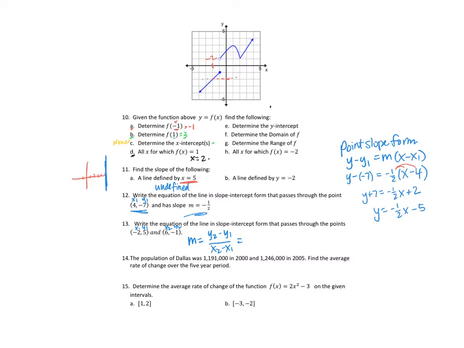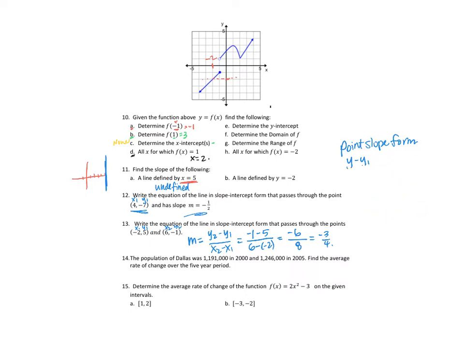So if I do -1 minus 5 over 6 minus -2, let's simplify that. So -1 minus 5, that's -6 on top. And on bottom, 6 minus -2, that's 6 plus 2, that's 8. And so I can simplify that and I get -3/4. Now that's just my slope. I haven't found the equation yet. But I'm going to go over here and I'm going to use the point slope form again. And then I can simplify.